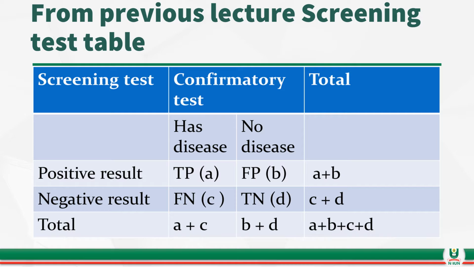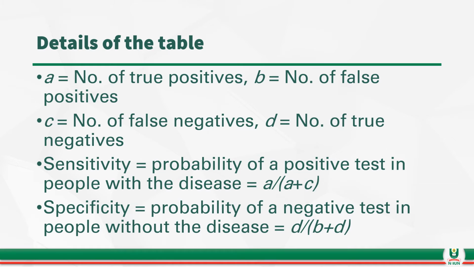Like I said from the previous class, you can look at the screening tests, the confirmatory test, total, positive result, negative result, and then you can see what the table shows on the confirmatory test level: the true positive, false negative, true negative, and then the totals. We will use this to go further in our discussion. So like I said, the details of the table: A is true positive, B is false positive, C is false negative, D means true negative.